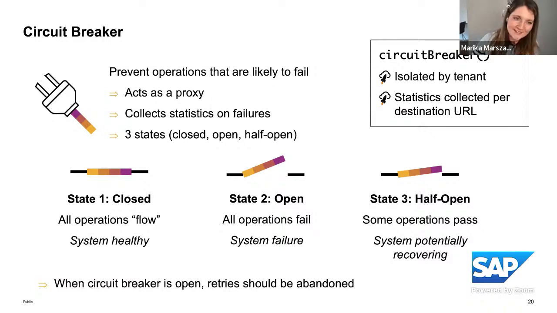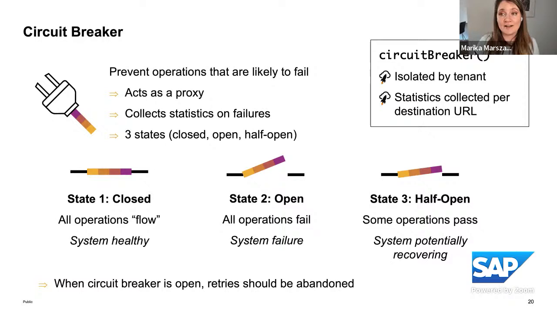And based on those statistics, it then goes into 3 different states. So let's talk about those states. The standard case, the default state, is closed. So we assume the system is healthy, and same as with power, basically the power flows through the closed circuit breaker. So everything is intact, everything is working, everything can flow, and all operations are let through.